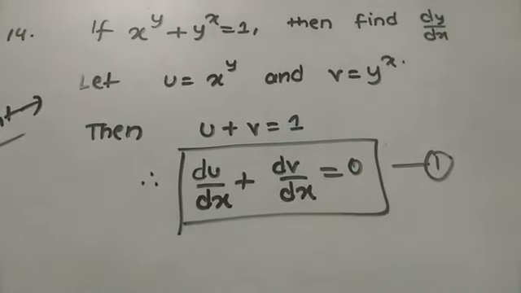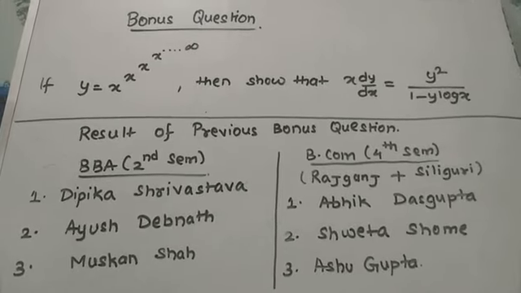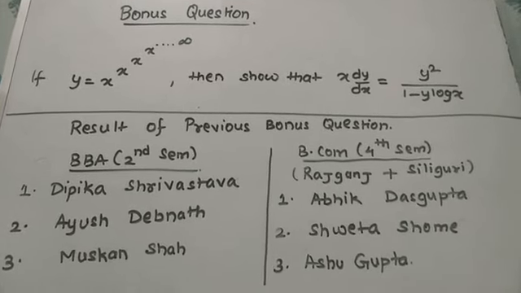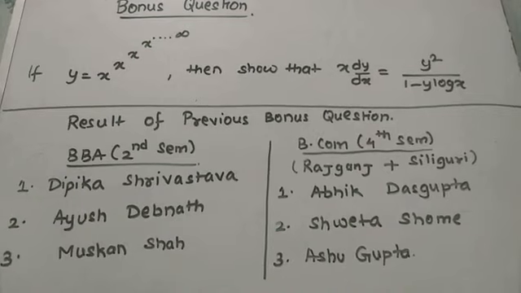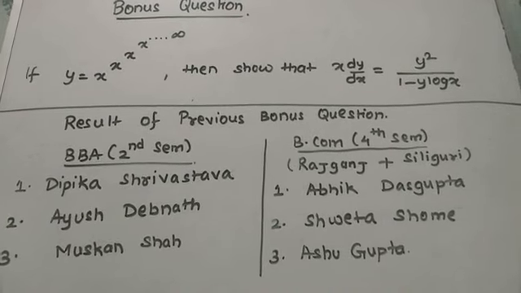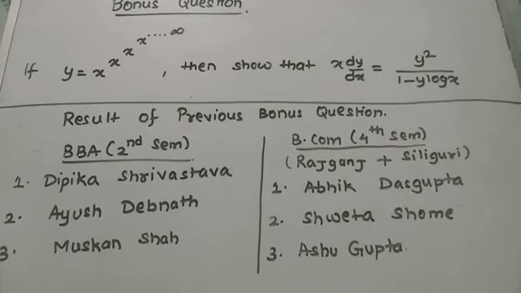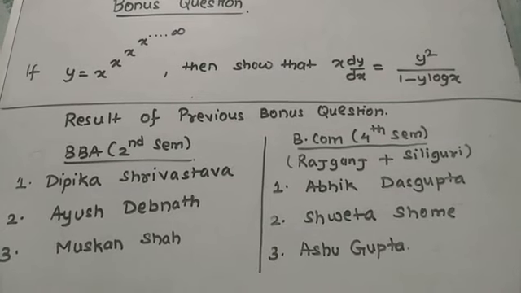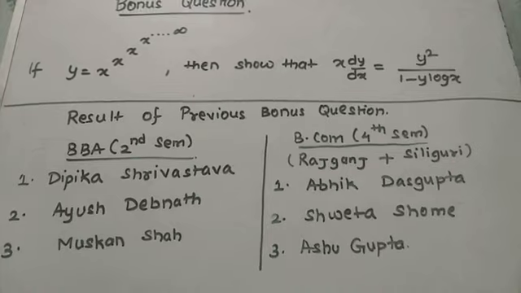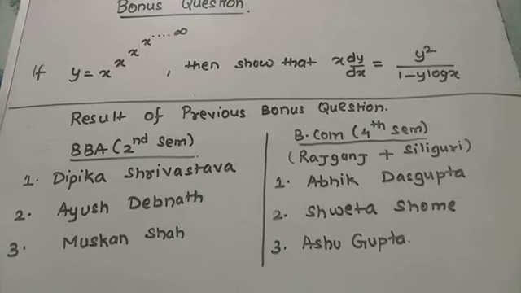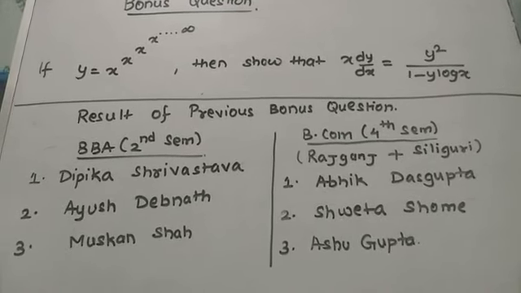So again a new bonus question for you. You can see the question: if y equals x to the power x to the power x, up to infinity, then show that x dy by dx equals y square by 1 minus y log x. And this is the result of the previous bonus question, BBA second sem and separately BCom fourth sem.